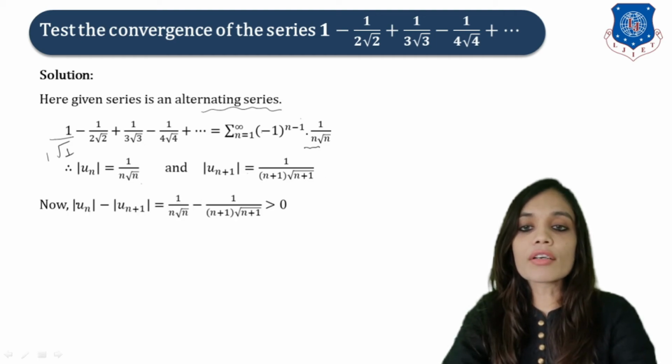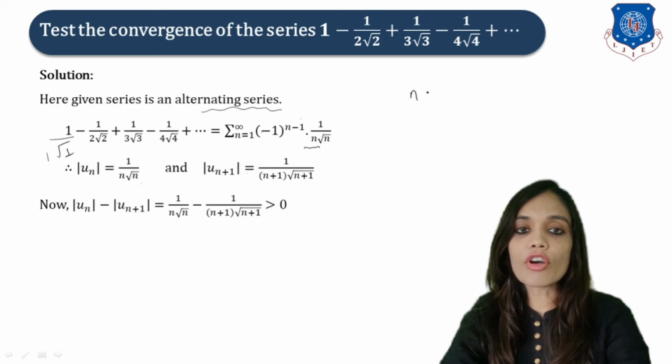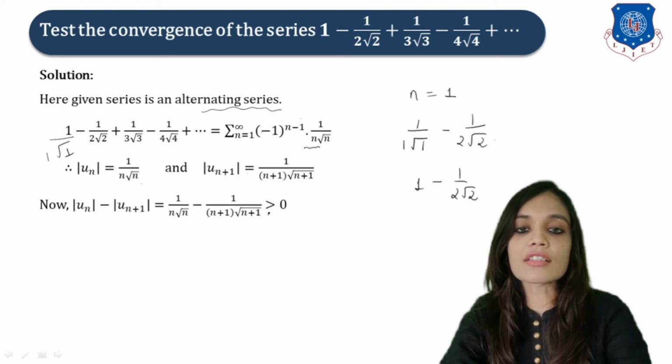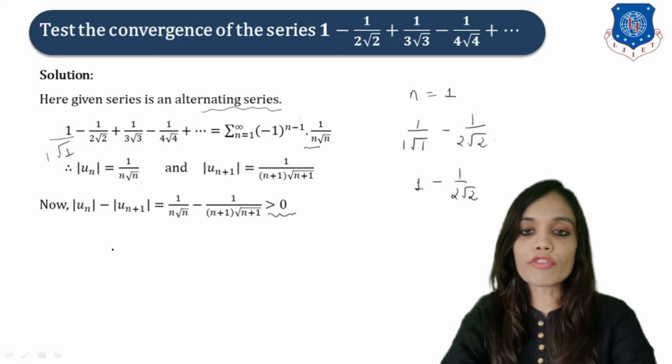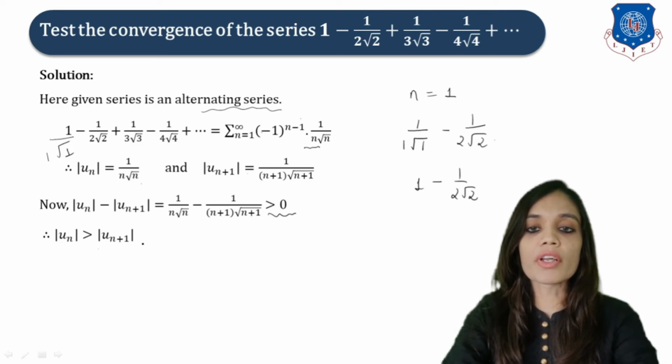Now let us find |un| minus |un+1|. So that is equal to 1 upon n root n minus 1 upon (n+1) times root (n+1). For example, take the value of n as 1. So what will you get? 1 upon 1 root 1 minus 1 upon 2 root 2, right? And here you can see it will be 1 minus 1 upon 2 root 2. If you subtract these two, you will get an answer greater than 0. Therefore, we have satisfied the condition, that is |un| greater than |un+1|.